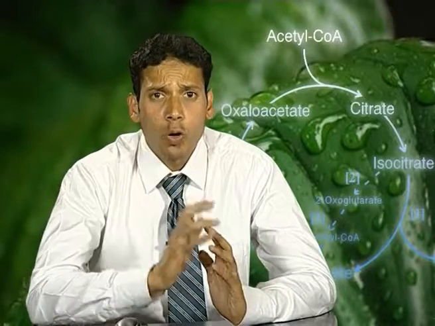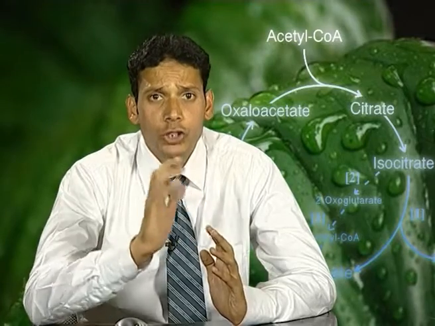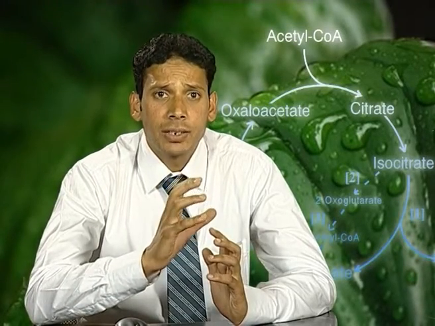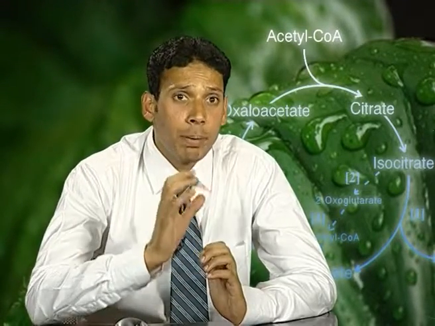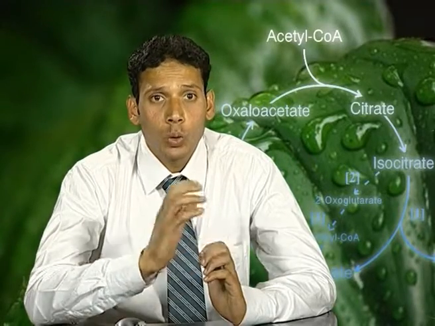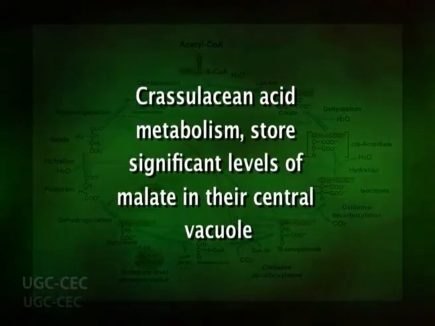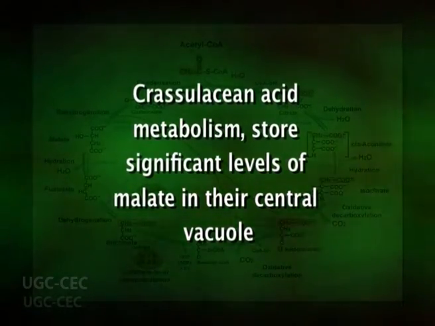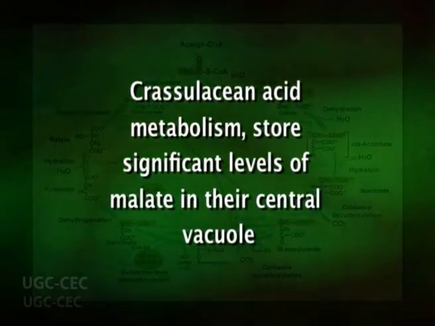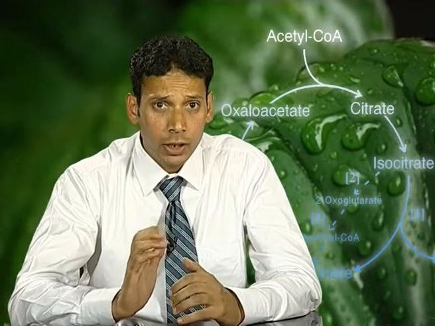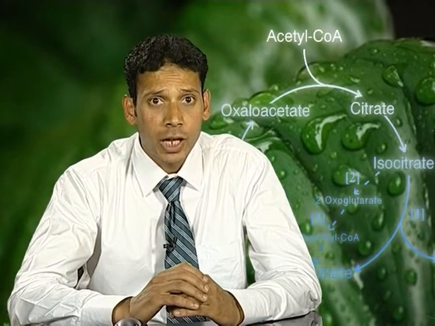The presence of an alternative pathway for the oxidation of malate is consistent with the observation that many plants, in addition to those that carry out crassulacean acid metabolism, store significant levels of malate in their central vacuole. With this, we will conclude the topic Krebs cycle. Thank you for watching.